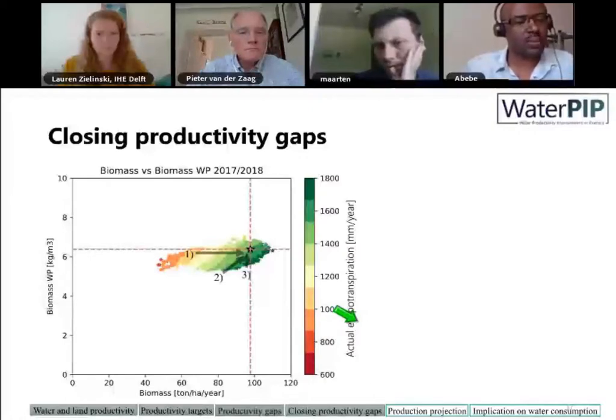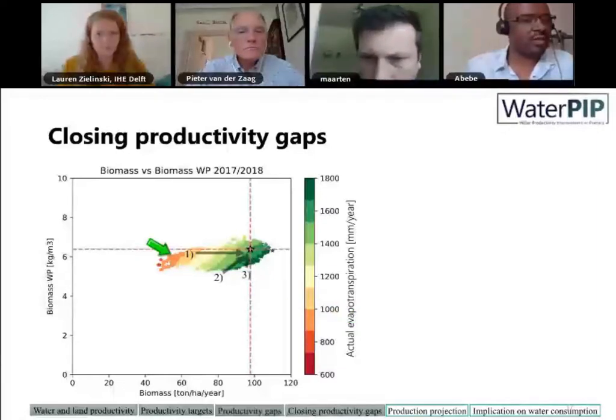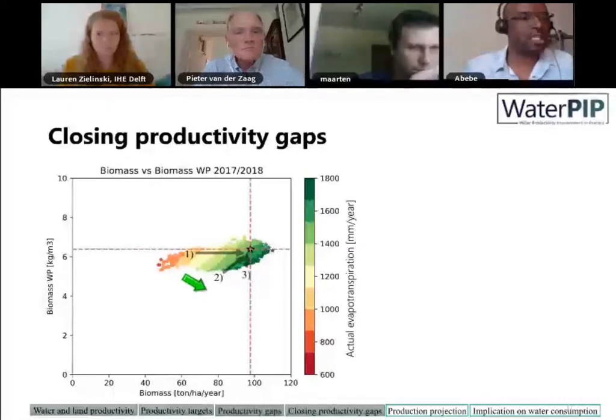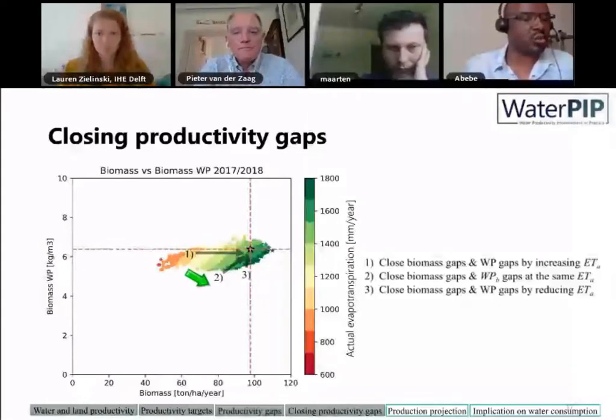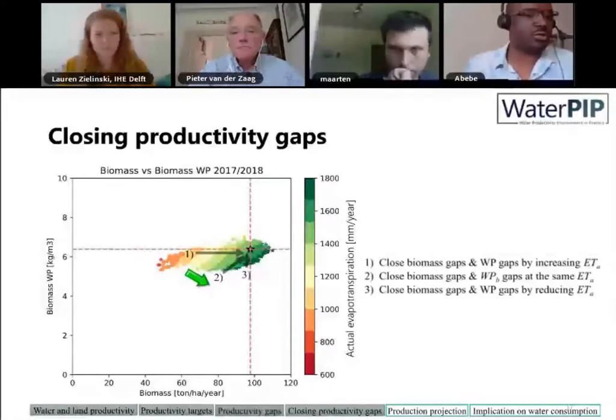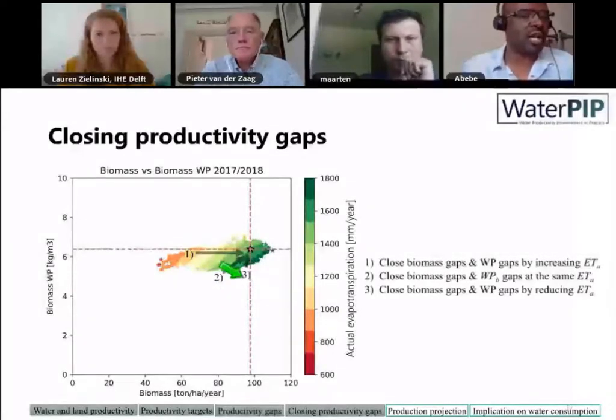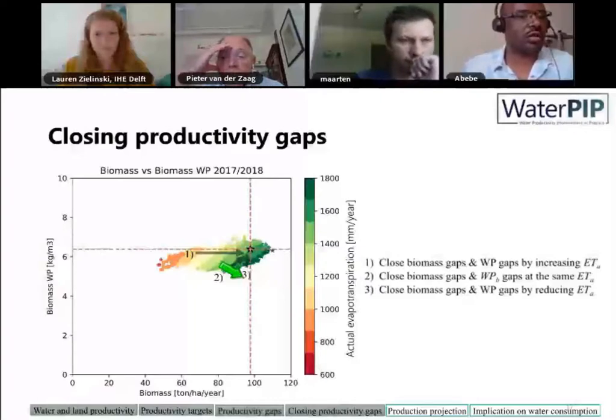And as you can see, all those pixels to the left, the reddish ones, consume less compared to the dark green ones. So by improving or closing the productivity gap, we mean that either we move those points horizontally to the right, following arrow one, which means closing the productivity gap while also consuming more water. Or it can follow path two, where, since they have the same or almost equal evapotranspiration, it is possible to close the productivity gap without any implication for water consumption. And there is also a possibility following arrow three, a vertical move, where it is possible even to save water while closing the productivity gap.